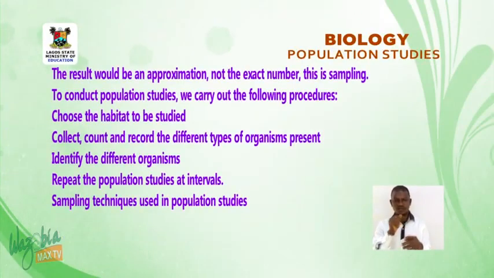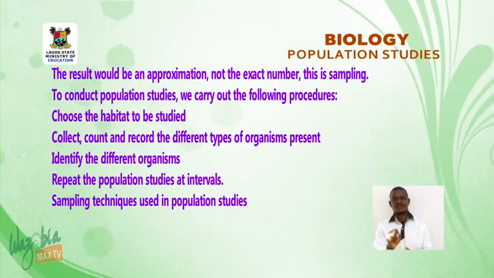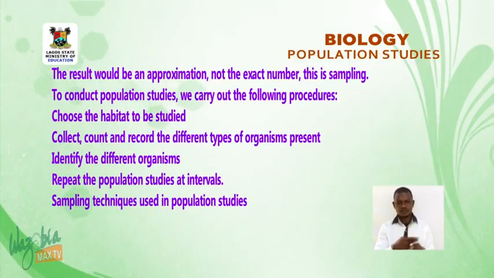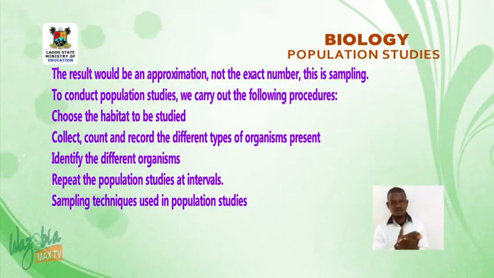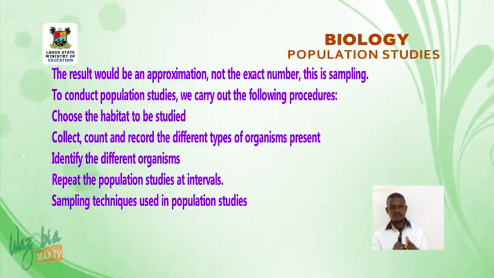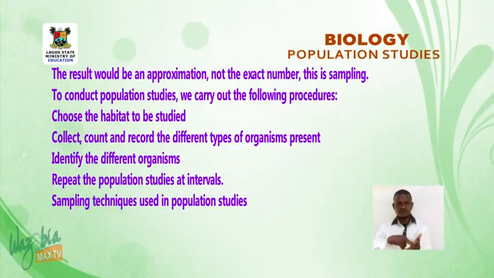The result will be an approximation, not the exact number. This is sampling. To conduct population studies, we carry out the following procedures. Choose the habitat to be studied. Select the sampling method to be used. Collect, count, and record the different types of organisms present. Identify the different organisms. Repeat the population studies at intervals.